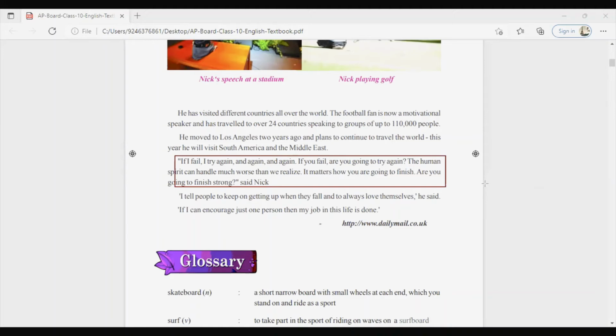I tell people to keep on getting up when they fall and to always love themselves. These are the lines which inspired many people throughout the world. So he started moving from one place to another. As I told you, this football fan is also a motivational speaker.